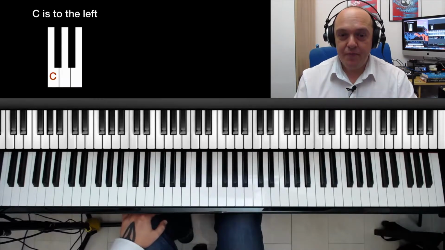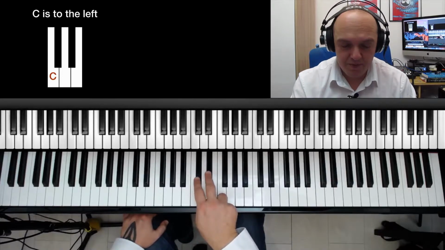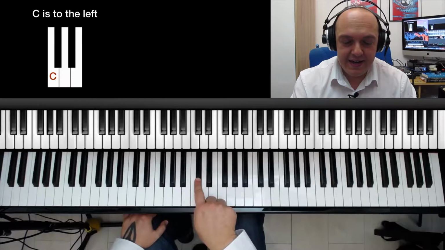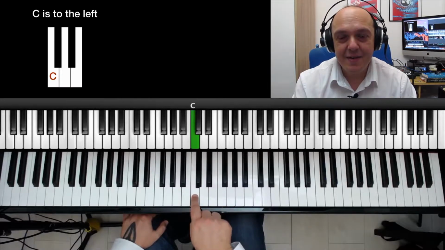There it is. So, if you locate the group of 2 black keys directly in front of you and play the key to the left, that's C.